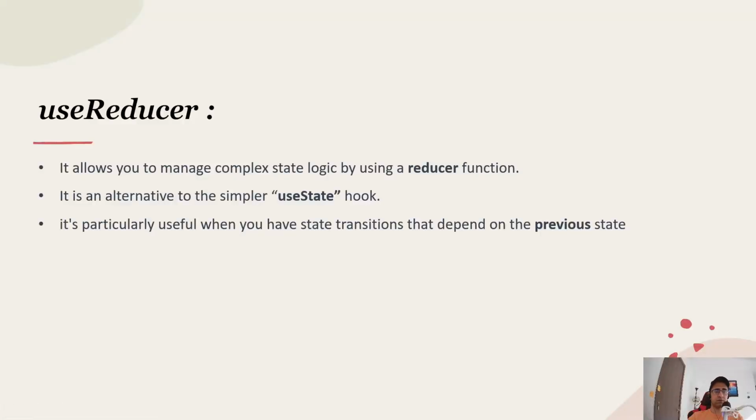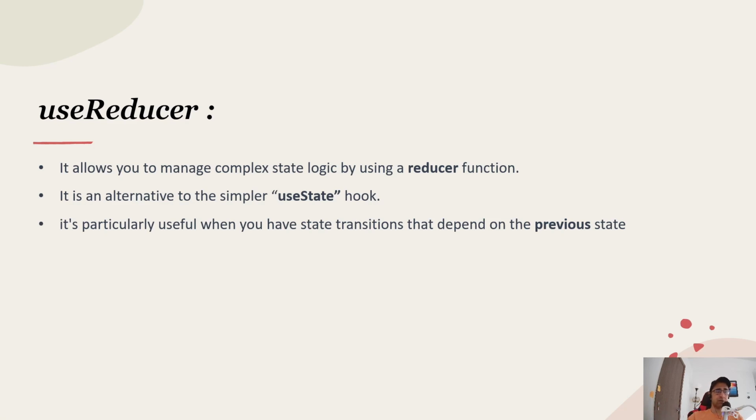useReducer is an alternative to the simpler hook useState. It is also particularly useful when you have state transitions that depend on the previous state. For example, if you've got some sort of data, a number, a string or something, and you want to apply some sort of change, you're going to manipulate it and add something to it or subtract something from it. In that scenario, useReducer would be a very good tool.